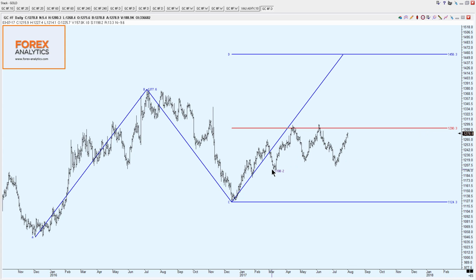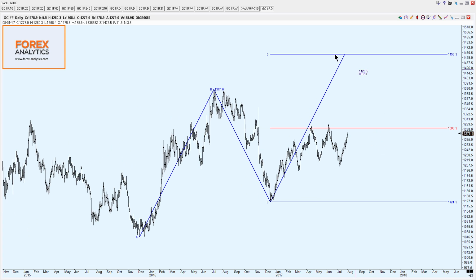A couple of times gold has come up, we've hit that, we've fallen away, we've hit that, we've fallen away, we're coming up, we're approaching it again. I'm looking in the area of 1292 up to about 1297, something like that, just to see if we do find any kind of reaction to that.